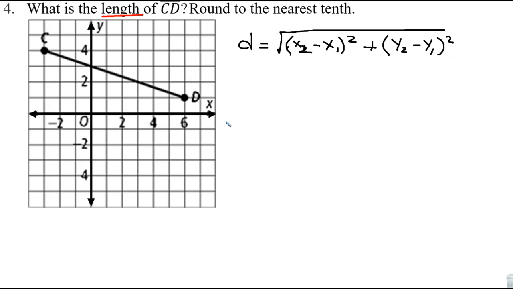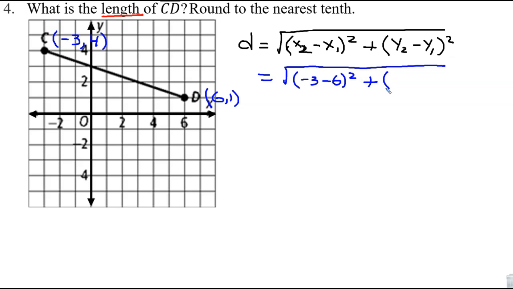Before we fill that in, let's figure out what our actual coordinates are. It looks like D is at x equals 6, y equals 1. And C is at x equals -3, y equals 4. So filling that formula in, I'm going to go x minus x. It really doesn't matter which point I pick as my first one, C or D. I'm just going to go left to right. So for x minus x we have -3 minus 6. And we'll square that.